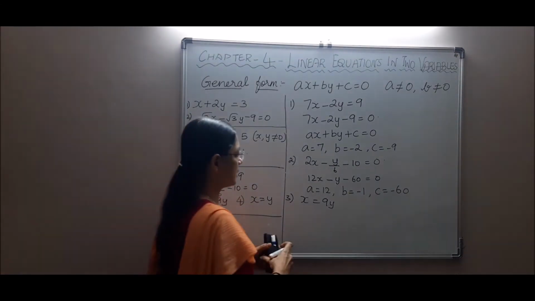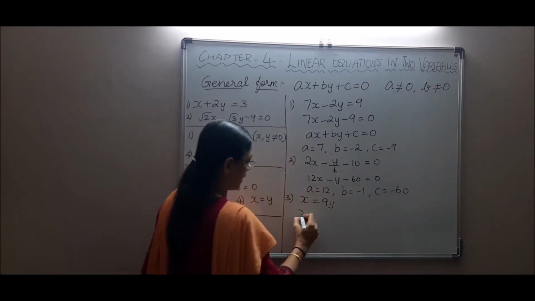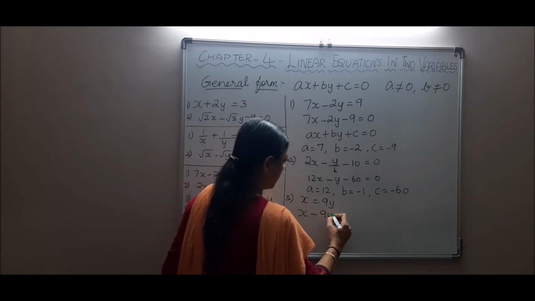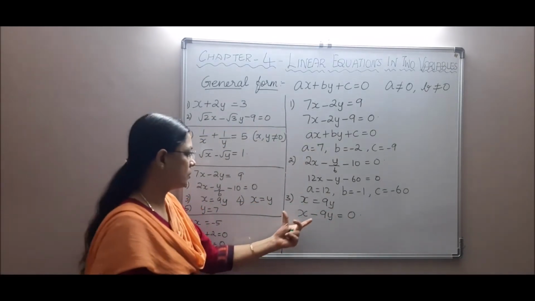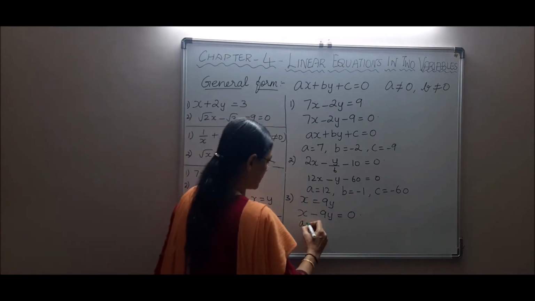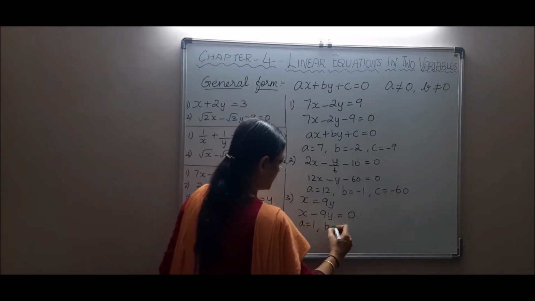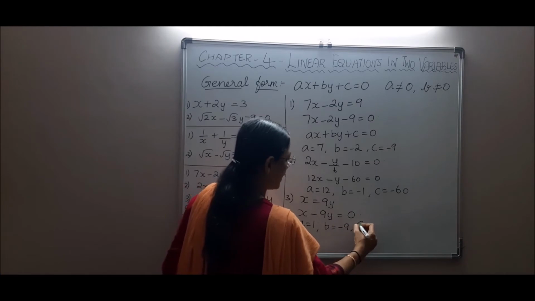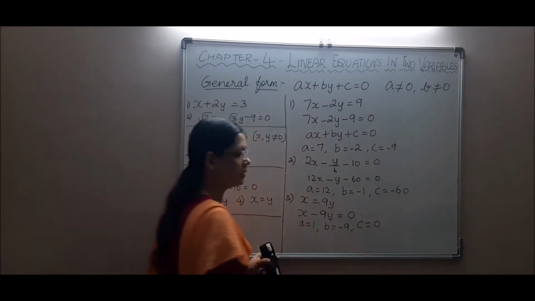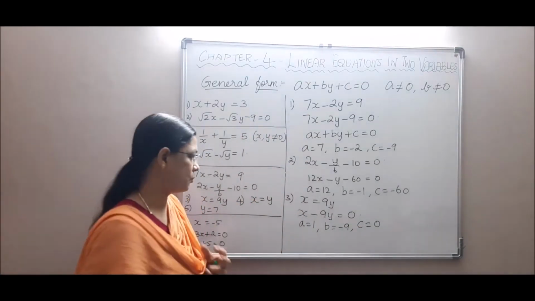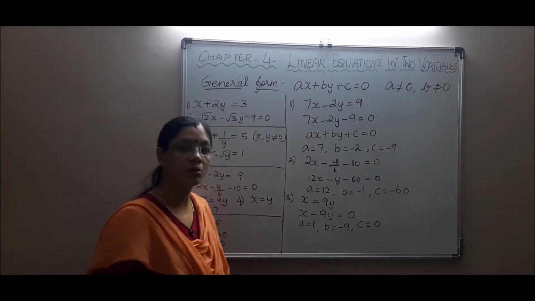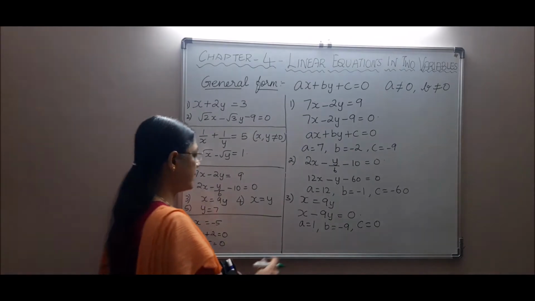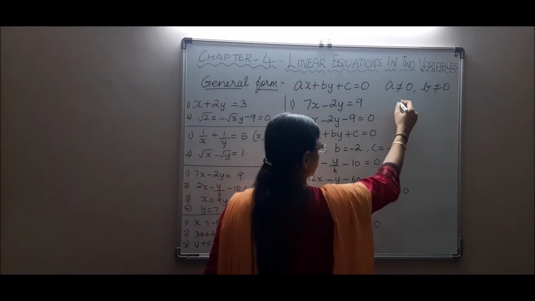So x minus 9y can be written as x minus 9y is equal to 0. Okay. So now when comparing, a is equal to 1, b is equal to minus 9 and there is no c term here. So c is equal to 0. Do you understand? So a is equal to 1, b is equal to minus 9 and c is equal to 0.